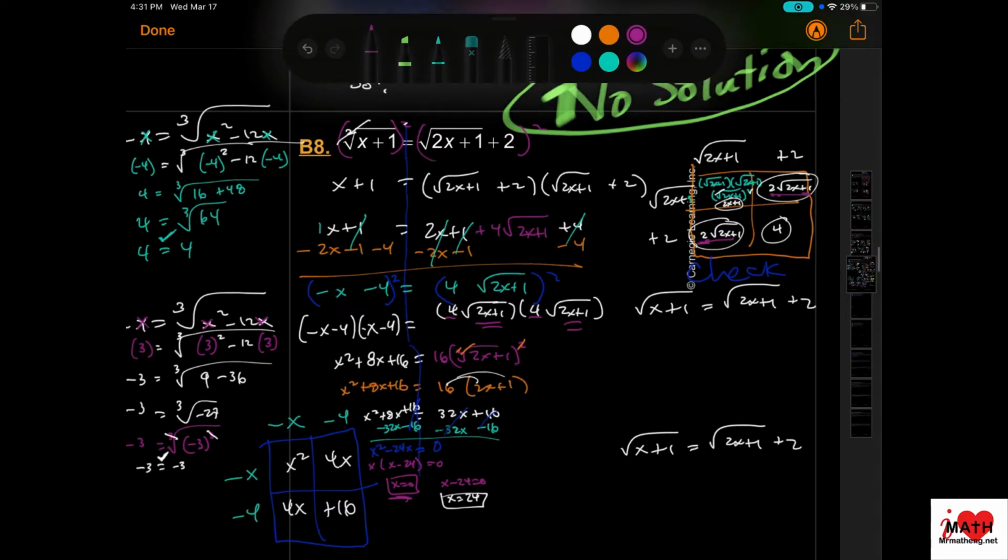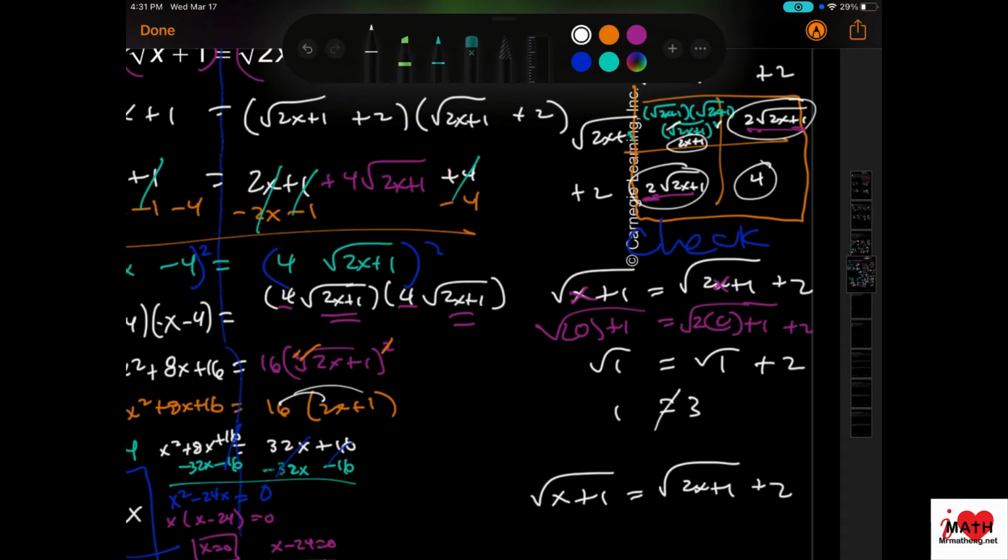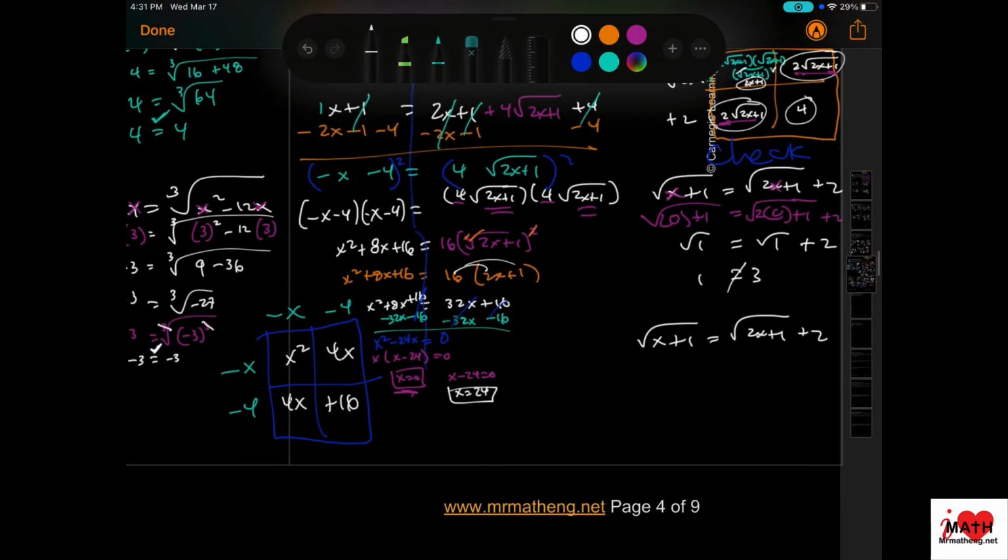All right, x equals 0. 0 plus 1. 2 times 0 plus 1 plus 2. So we're going to get square root of 1, which is 1. 2 times 0 is 0. 0 plus 1 is 1. Square root of 1 is 1. 1 plus 2 is 3. 1 cannot equal 3. So that means this is bad. This is an extraneous solution.